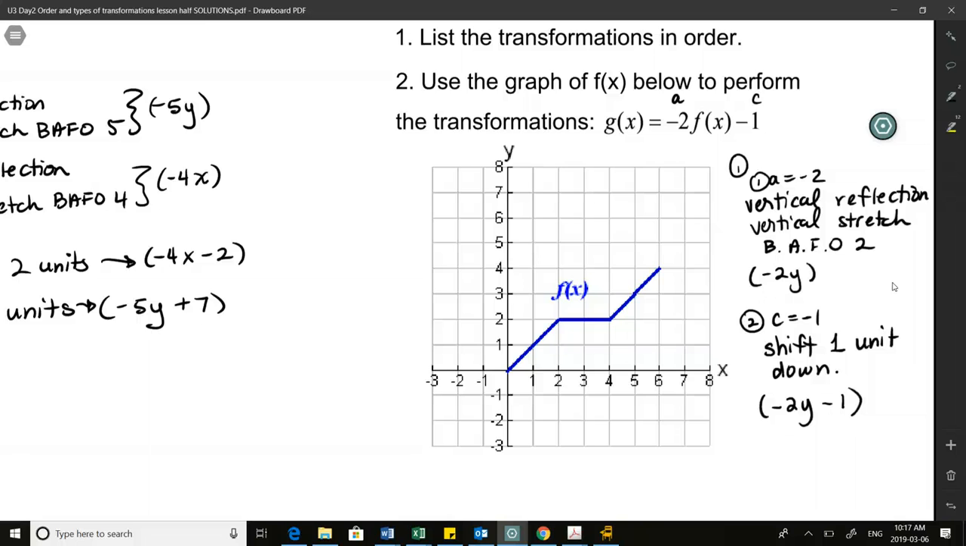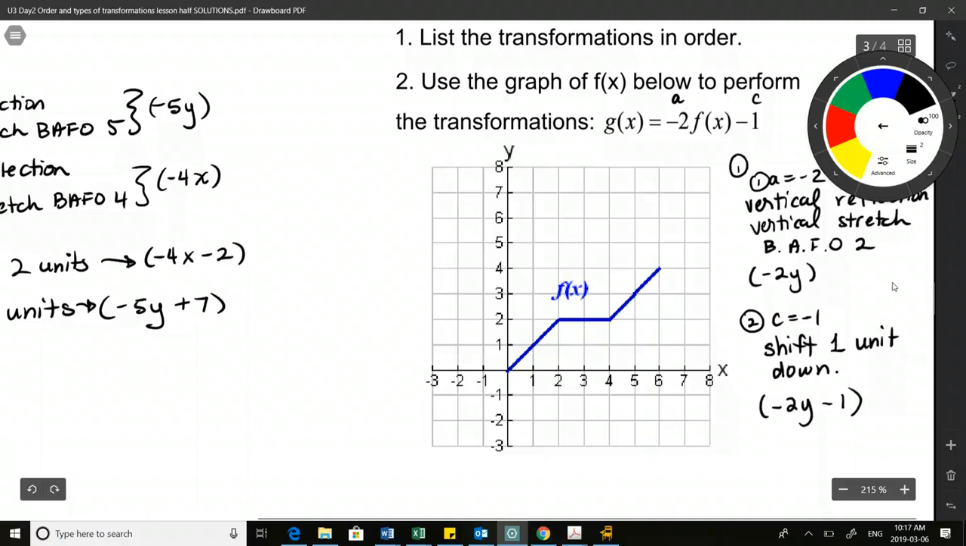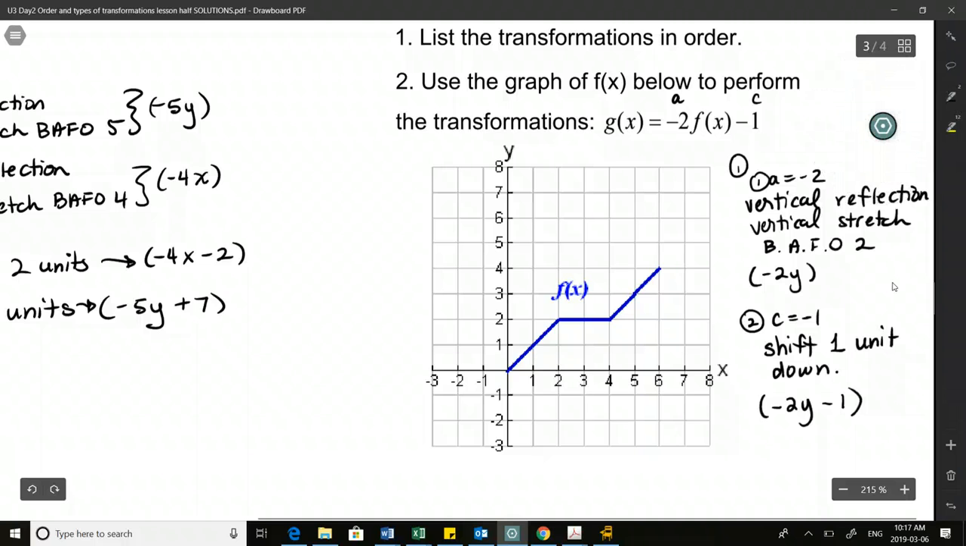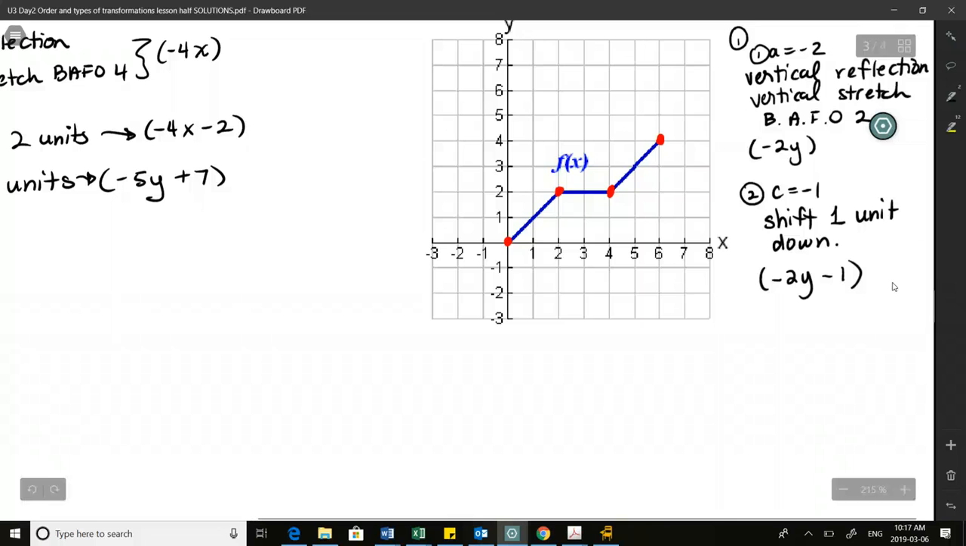Okay, so this graph that we have here has some points that we can potentially use as our key points. So I'm going to use these 4 points right here to perform transformations on. The points are 0, 0. This next point is 2, 2. This next point here is 4, 2. And then the last point is 6, 4. Just finding those coordinates there.